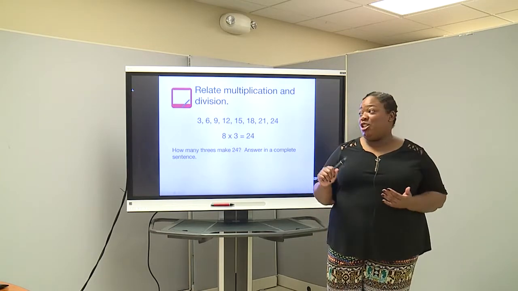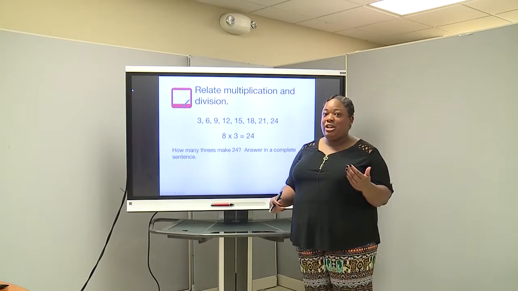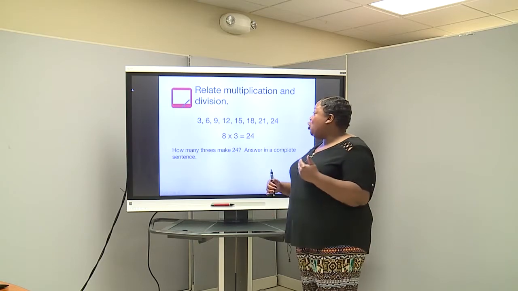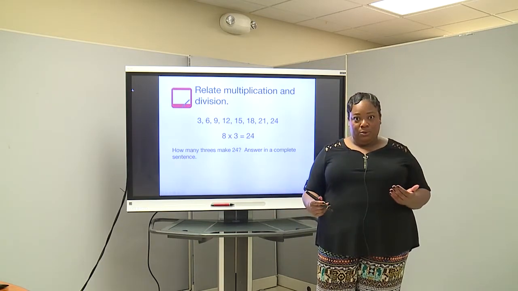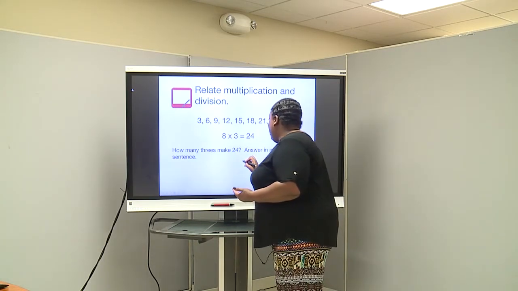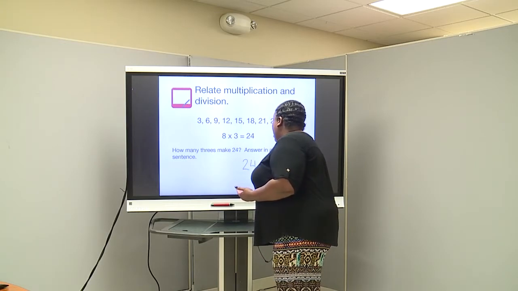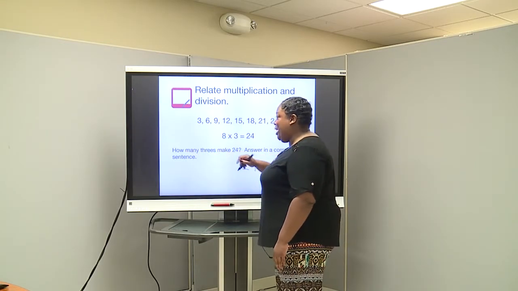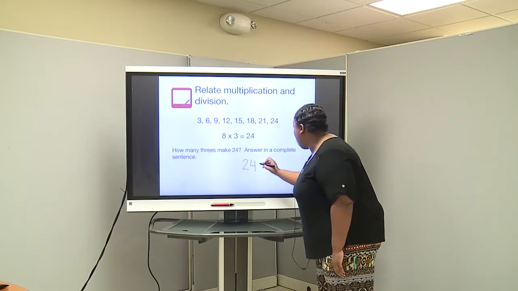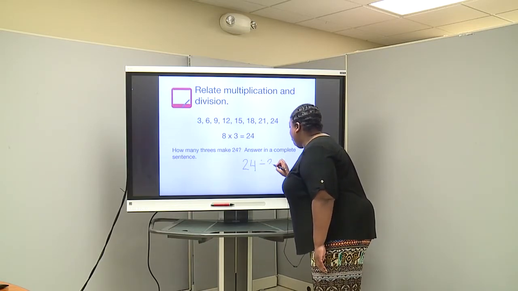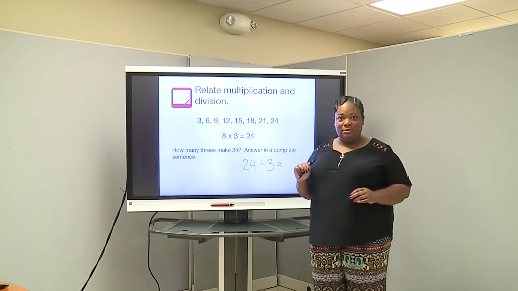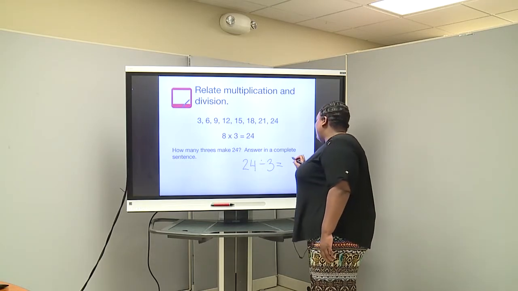Now, we can actually use this to make a division equation also, all right? So, what's my total? It's 24. And I was trying to find out how many threes make 24. So, 24 divided by 3 equals 8.